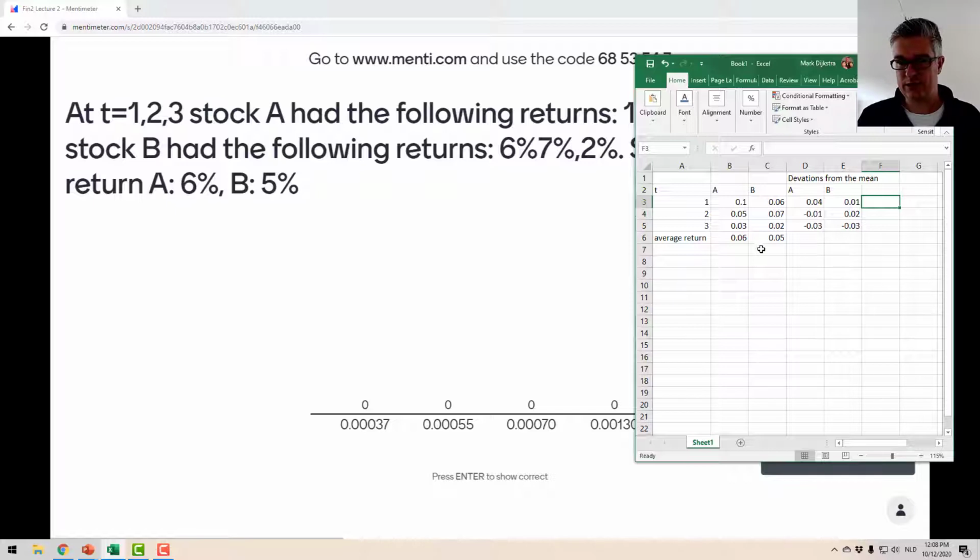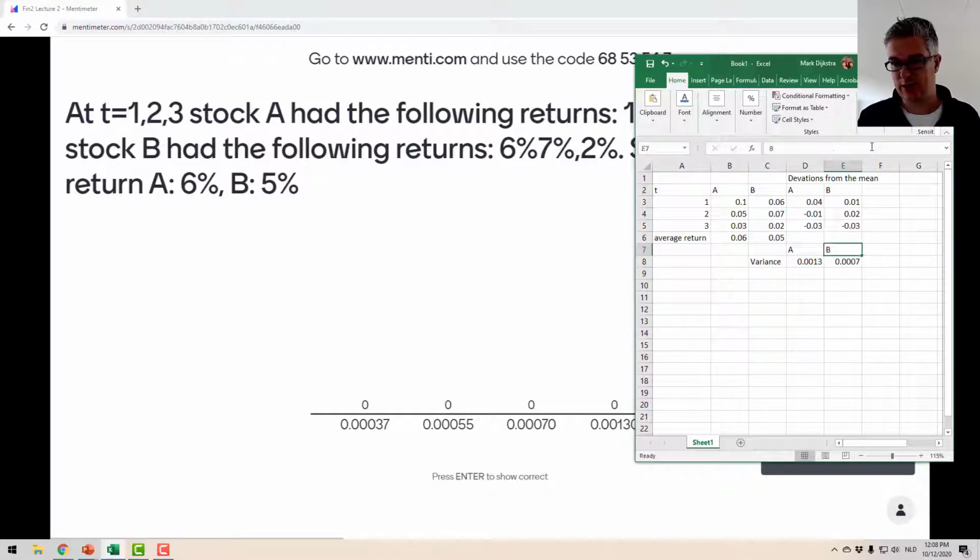Let's do two things. Let's start with calculating the variance for A and for B, because for the variance we need the squared deviations from the mean. So let's square these and add all of these together, and then divide all of this by 2, because we have 3 observations, so T minus 1 is 2. And then I can do the same for B.